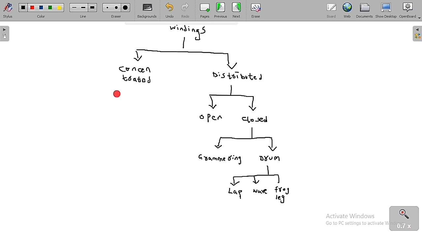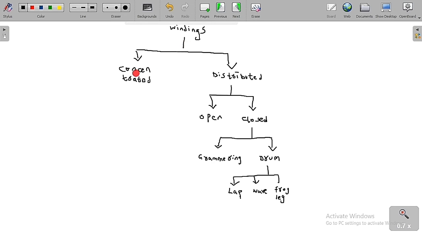Windings are classified into two types: the concentric winding and the distributed winding. Again, the distributed winding is of two types: the open winding and the closed winding. The closed winding is again classified into two types: the Gramme ring and the drum type. The drum type is classified into three types: the lap type, wave type, and frog leg type. The frog leg type is basically a combination of both lap and wave. So this is the configuration of the windings.